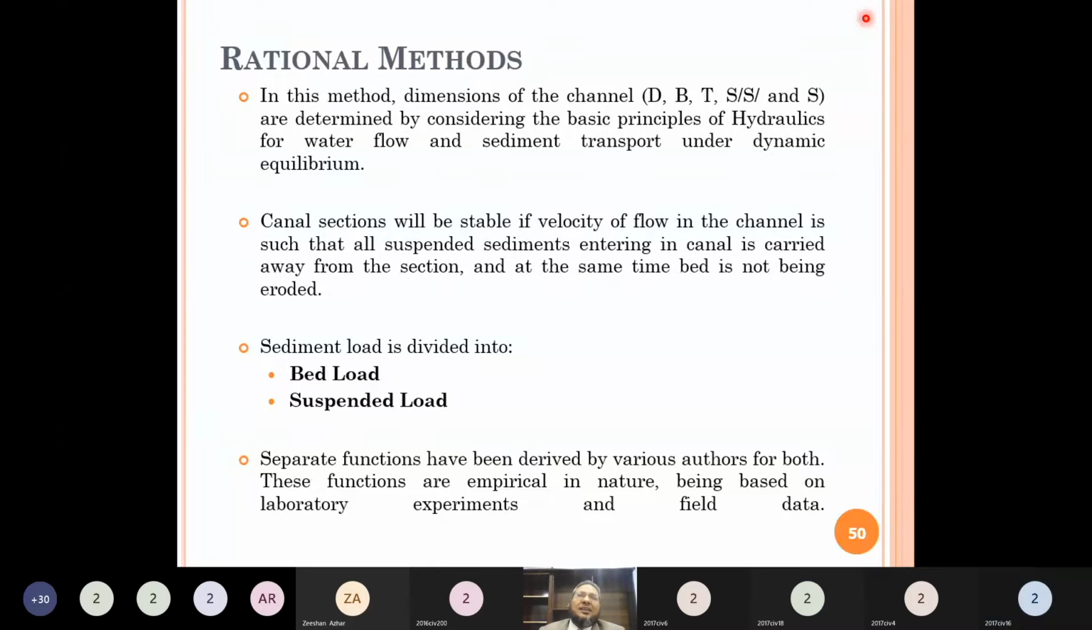And then from the main canal, many branch canals are taken off. And from each branch canal, many distributary channels are taken off. And from many distributary channels, minors are taken off.